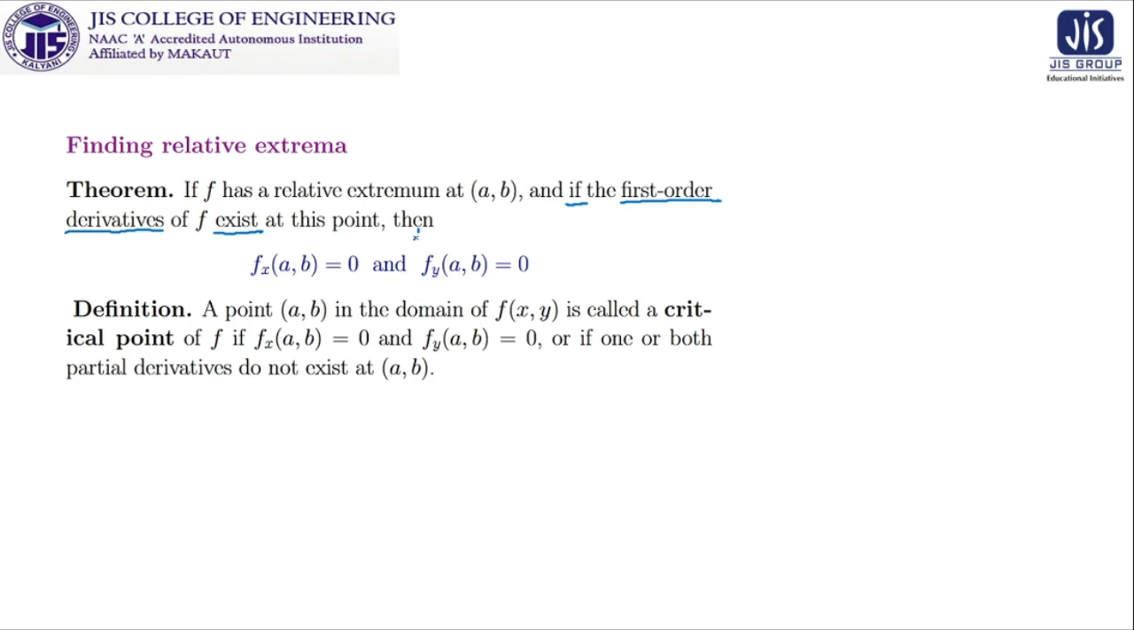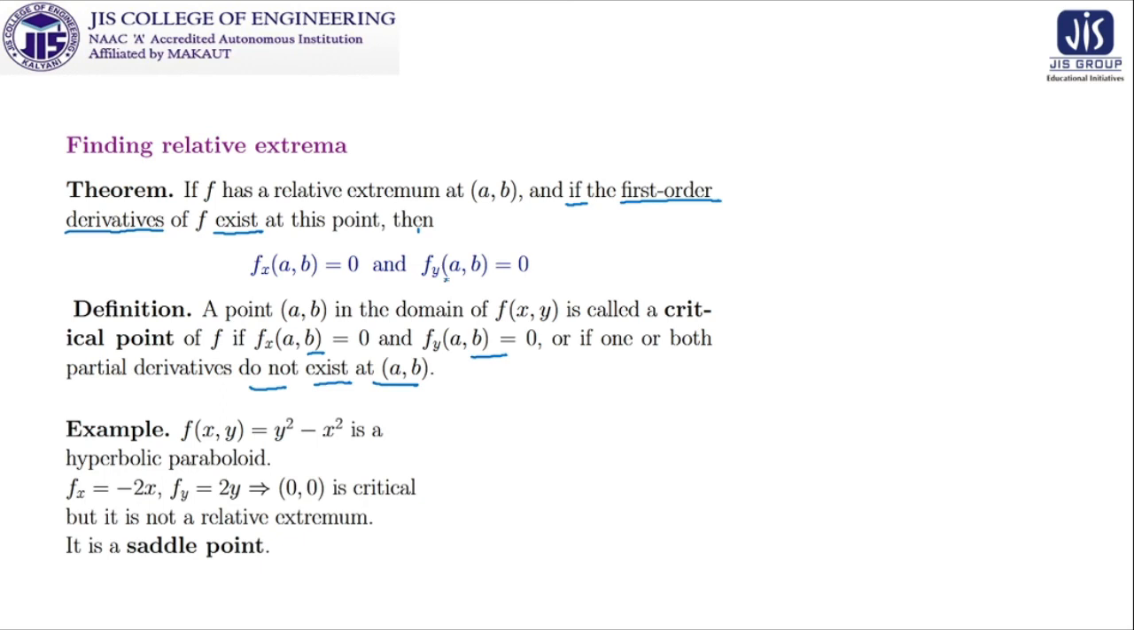So this is a theorem or tool we can use, but it is not the only tool we can use for finding extrema. And the definition of a critical point is this: we take a point (x, y) in the domain of f(x, y) if these partial derivatives are 0, or if one or both of the partial derivatives do not exist. So look at this, here it is also given that if a derivative does not exist, then also it will be termed a critical point, but we will mainly use these two for our calculation purposes.